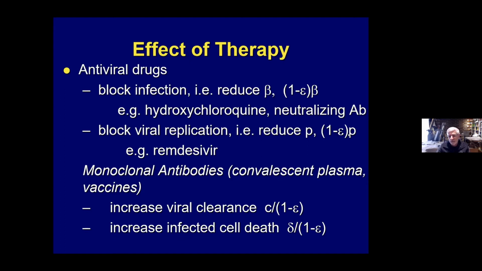So we replace p by (1 minus epsilon) p, where epsilon is an unknown parameter that goes between 0 and 1. The idea being if epsilon is 1, it's a perfectly effective drug. You could also modulate the viral clearance rate or the infected cell death rate with monoclonal antibodies.